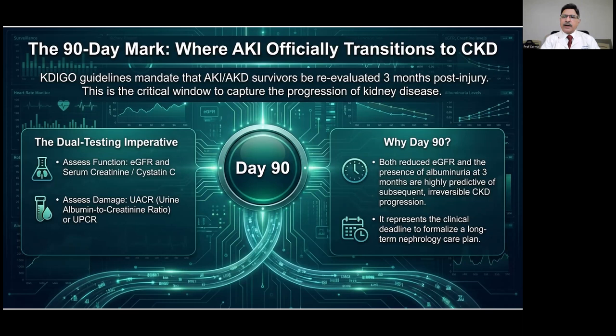at 3 months are highly predictive of subsequent irreversible CKD. If it were to reverse, they will become normal in 3 months. If the proteinuria is persisting or creatinine is elevated beyond 90 days, they are going to become CKD patients. It represents the clinical deadline to formalize a long-term nephrology care plan.